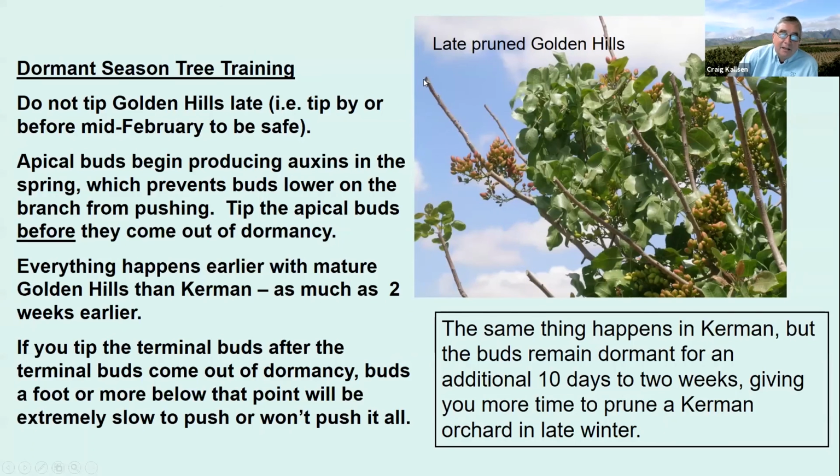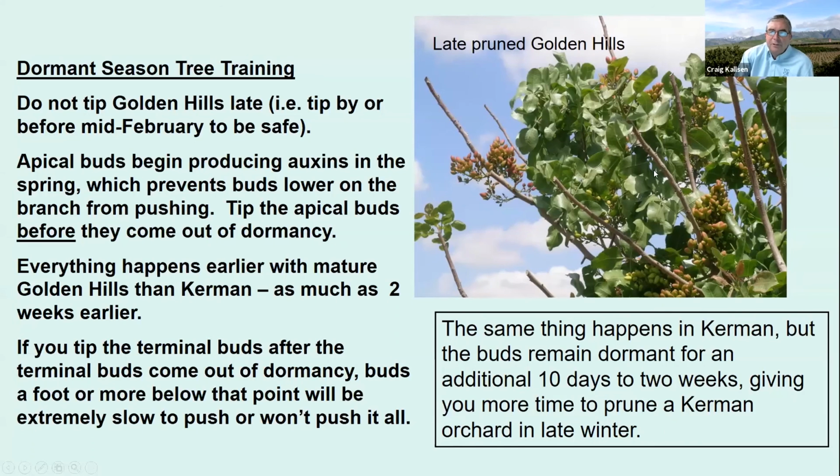Otherwise, that bud's going to tell all the buds down below not to push. So that's what's happened here. These trees were pruned obviously before we had leaves. They came in a little late. They cut the top off, but it had already produced auxin that told these buds not to push. So we get this rather strange look.